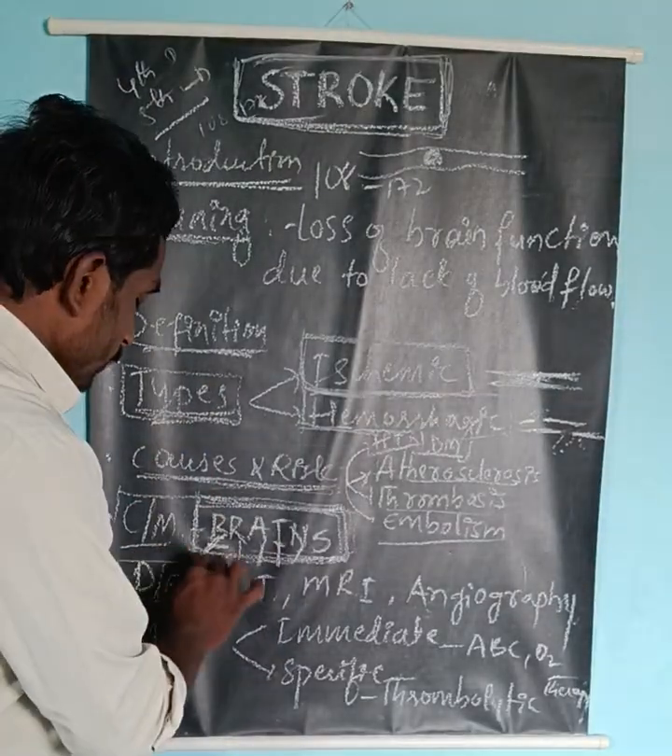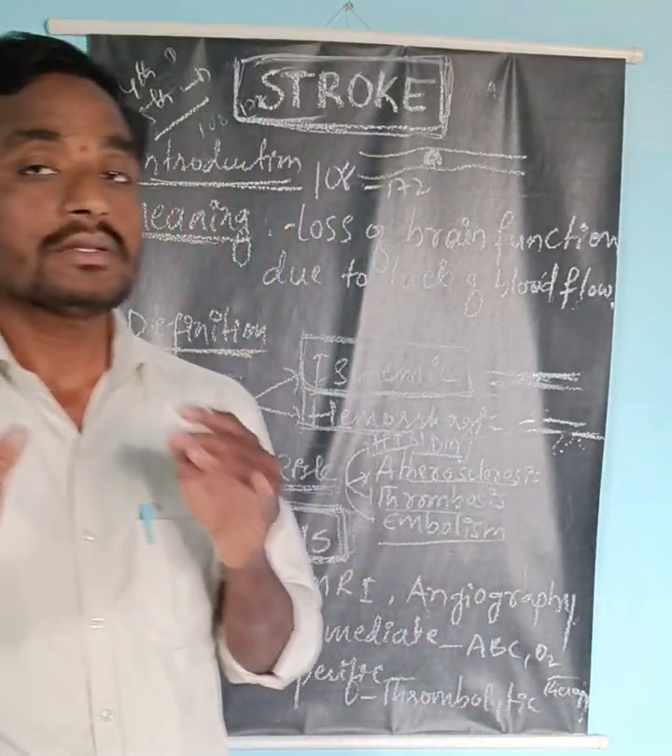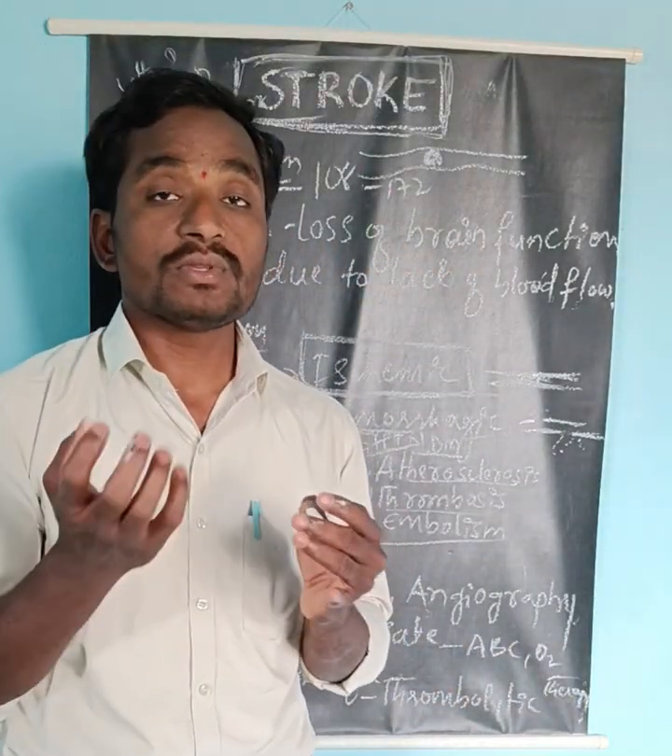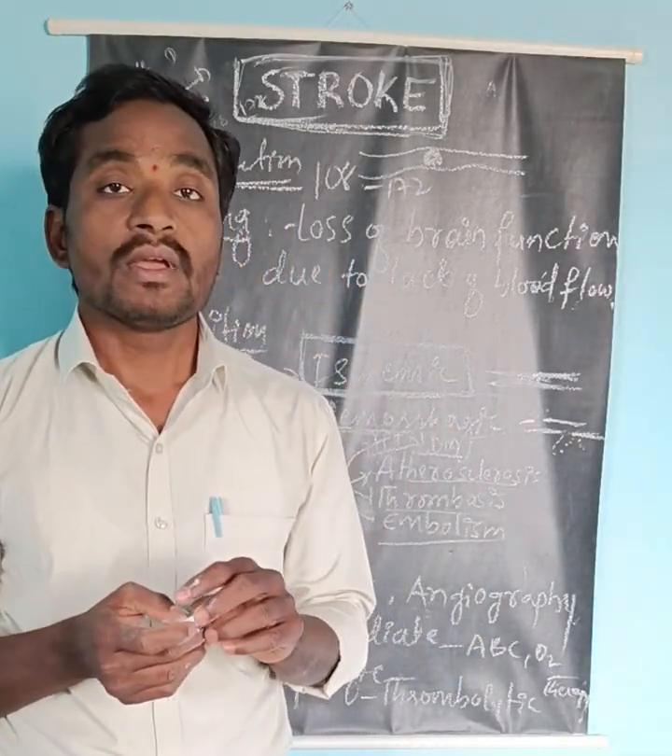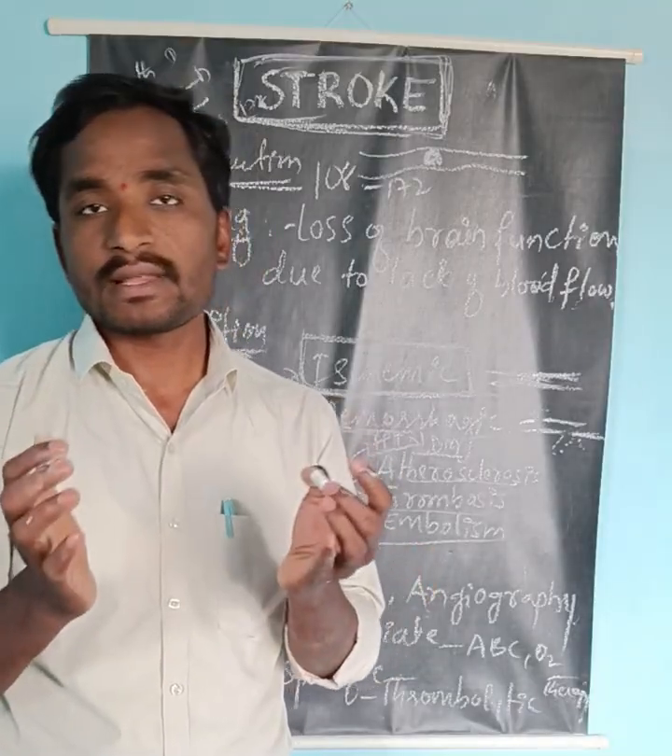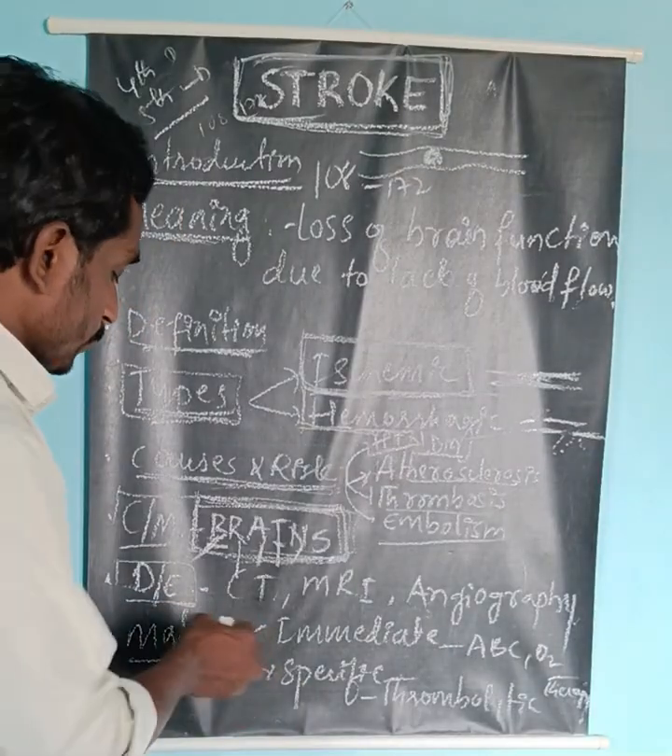Now coming to how we are going to diagnose, how we are going to identify a stroke. Some of the diagnostic measures are CT scan, MRI, angiography, and ECG. All these are the diagnostic measures by which we can diagnose the stroke.